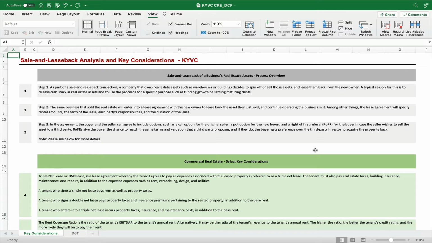Another important point here is they could also include a right of first refusal as part of the deal documentation. And what does that entail?